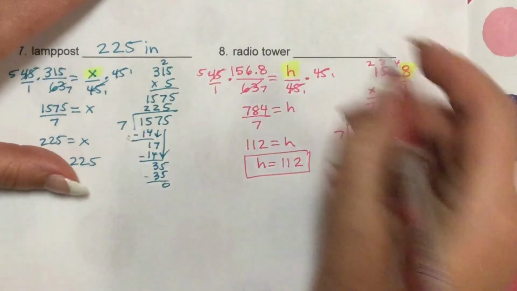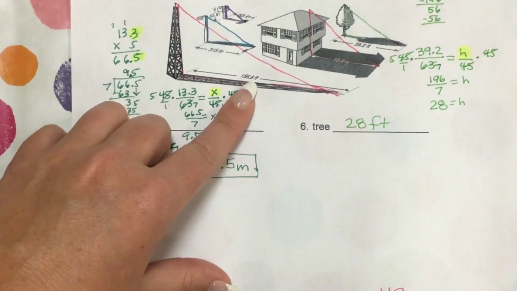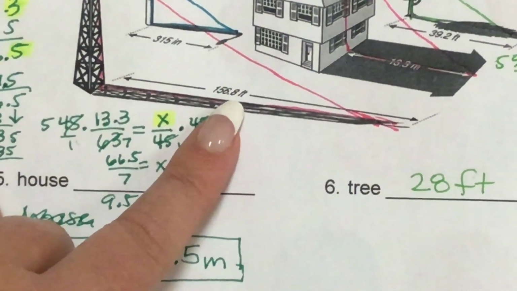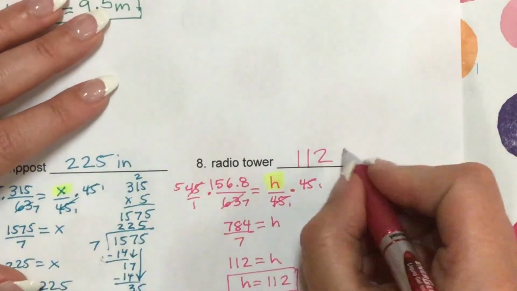So I'm going to write 112 here in my answer. Now I need to figure out the units. So I'm going to go back to my radio tower and figure out what were the units for the radio tower. And it looks like it is in feet, which means my height is also going to be in feet. So this is going to be 112 feet.